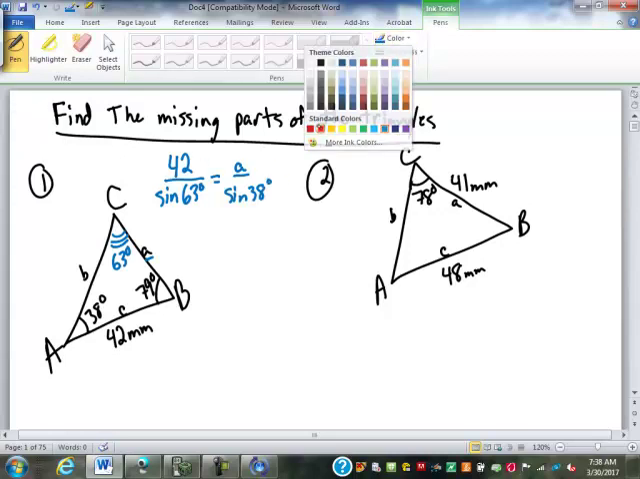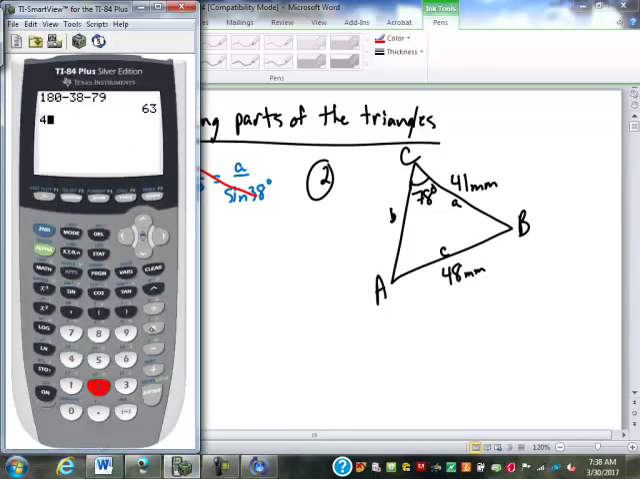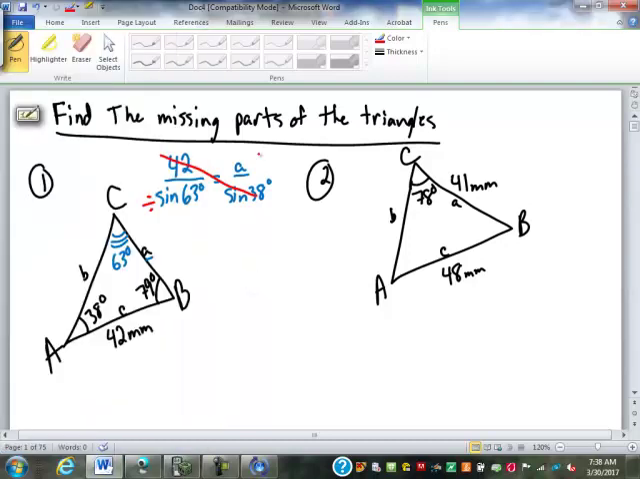So then this is going to be simply cross multiply and divide: 42 times sine of 38 divided by sine of 63. We do have to be careful to close our parentheses. We get 29.02 for A. So A here is 29.02 millimeters.